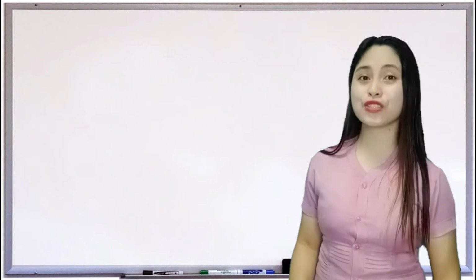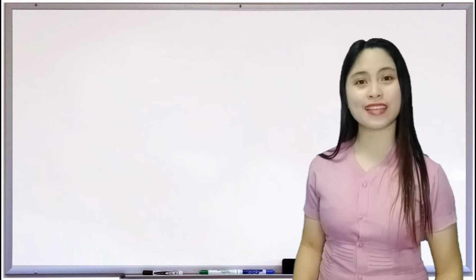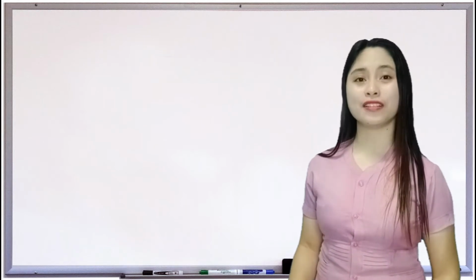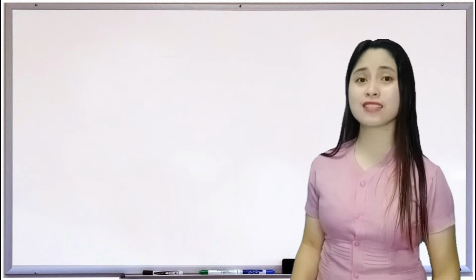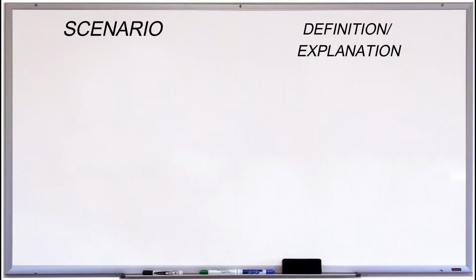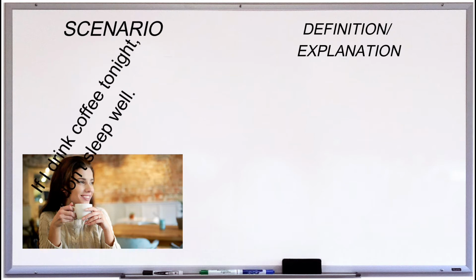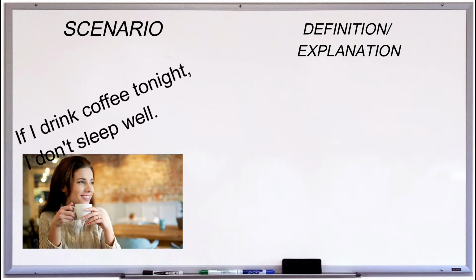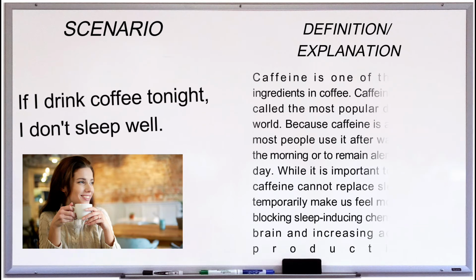Now, I want you to look closely at the picture flashed before you. Try to give a short explanation or definition of what each picture is trying to tell or portray to come up with an argument. Let me give you an example. Here is the scenario. If I drink coffee tonight, I don't sleep well. The definition of this statement or explanation would be: caffeine is one of the major ingredients in coffee.